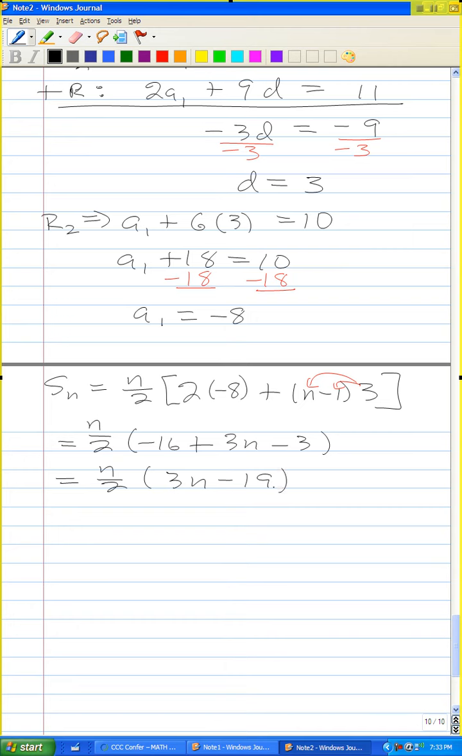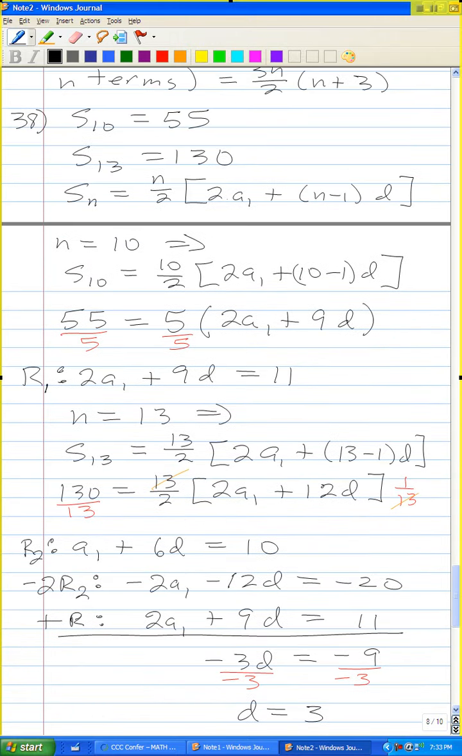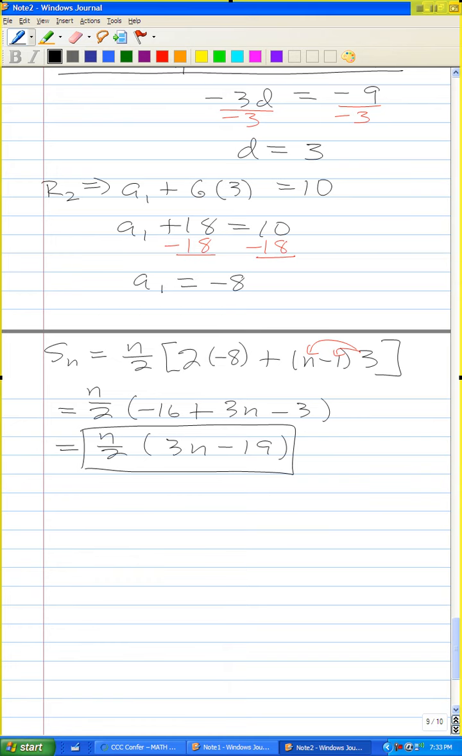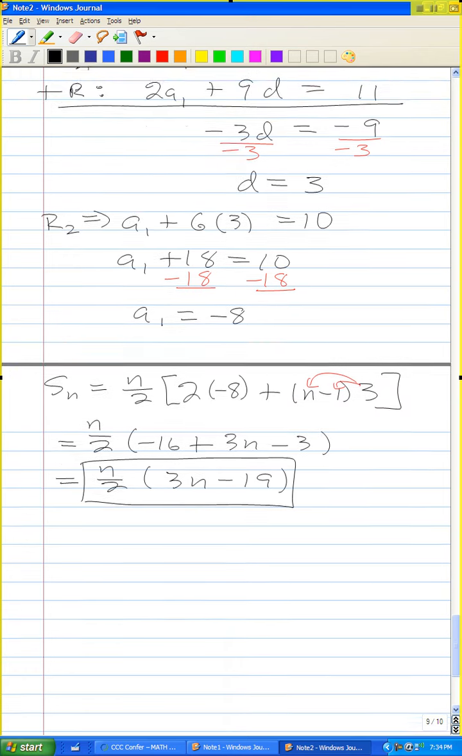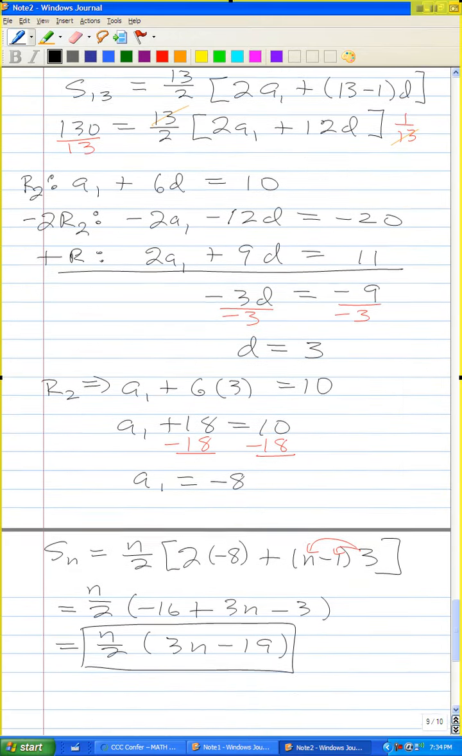And so I get that if the sum of the first 10 terms is 55, the sum of the first 13 terms is 130, then the sum of the first n terms is going to be n over 2 times 3n minus 19. That was problem number 38. Let me do problem number 40.